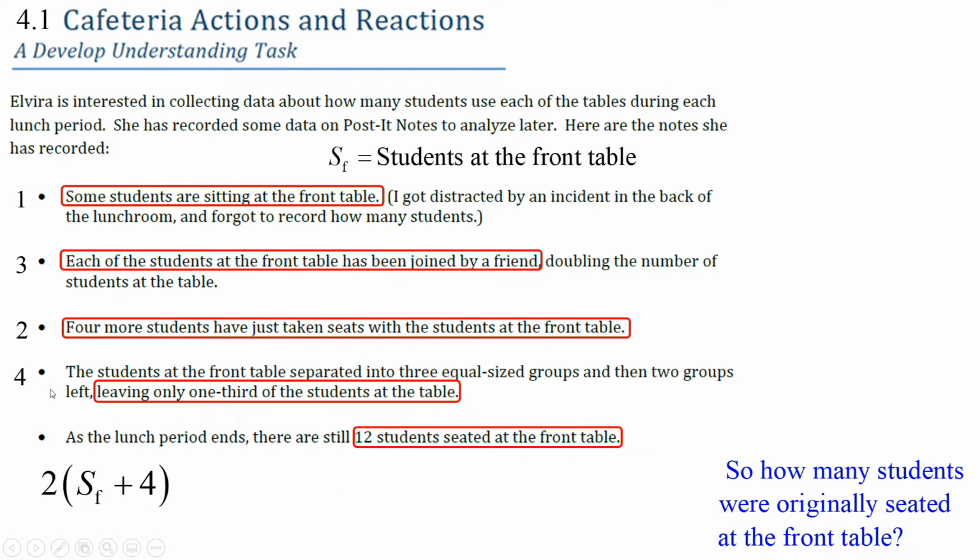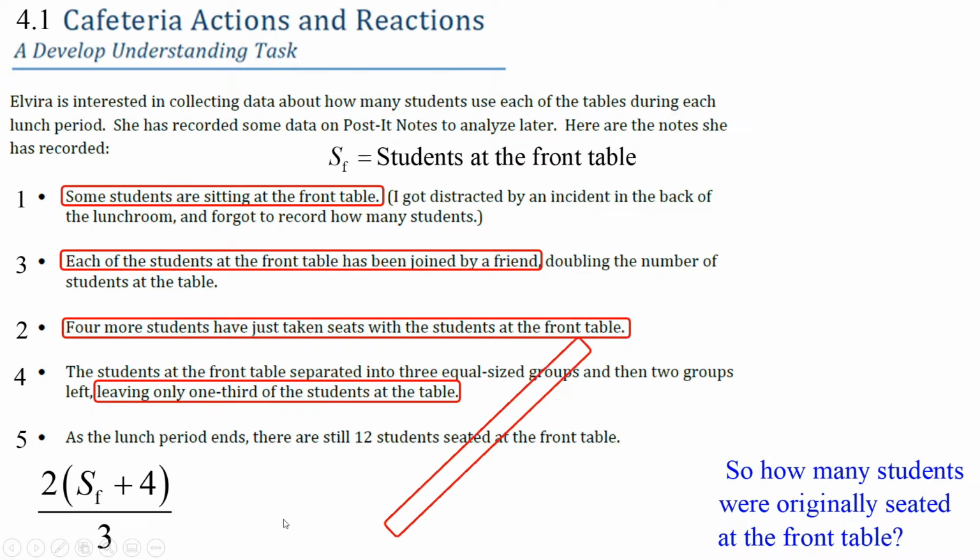All right, and then bullet 4 will be bullet 4 again. The students at the front table separated into 3 equal-sized groups, and then 2 groups left, leaving only 1/3 of the students at the table. So we're going to take this expression and divide by 3. And we're always going to end with this. As the lunch period ends, there are still 12 students seated at the front table.